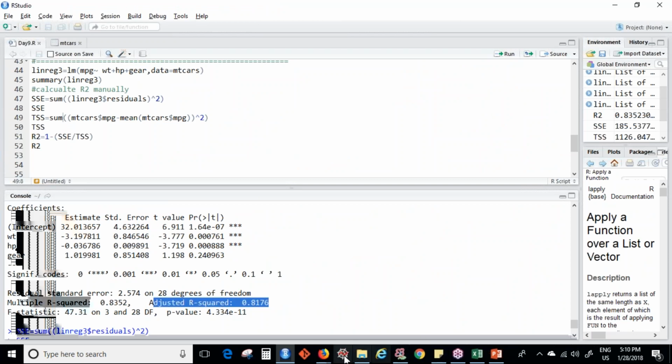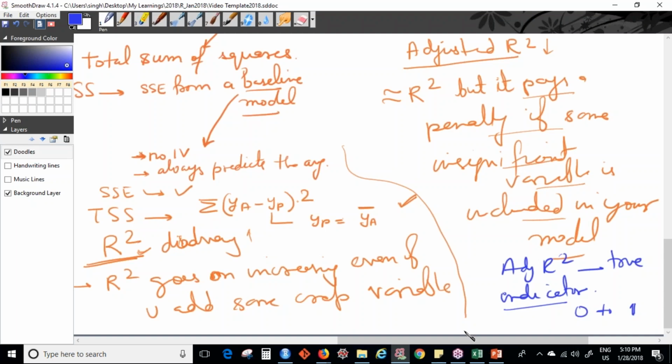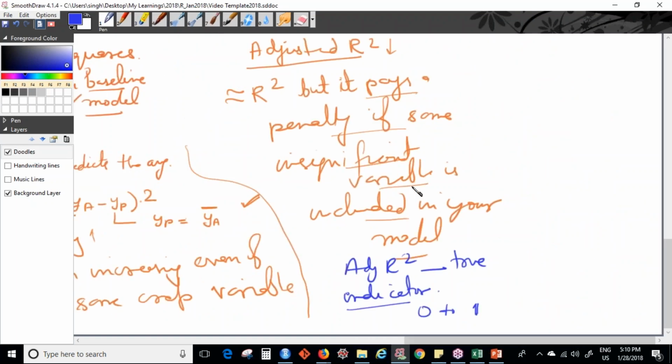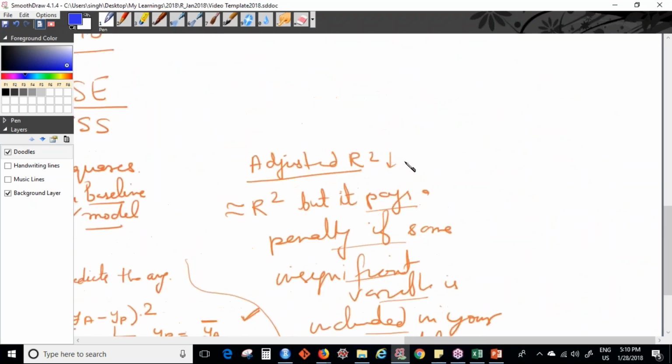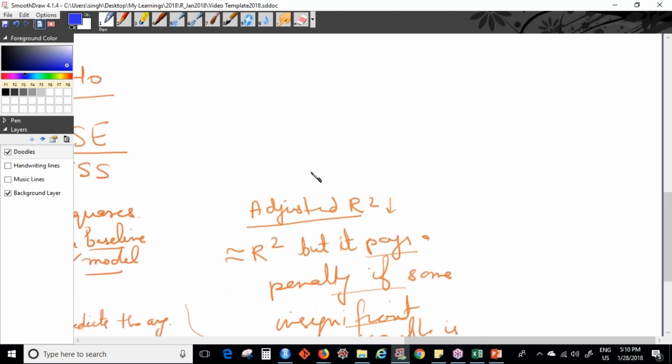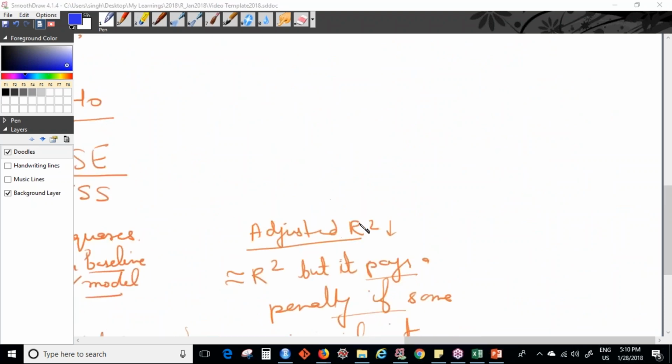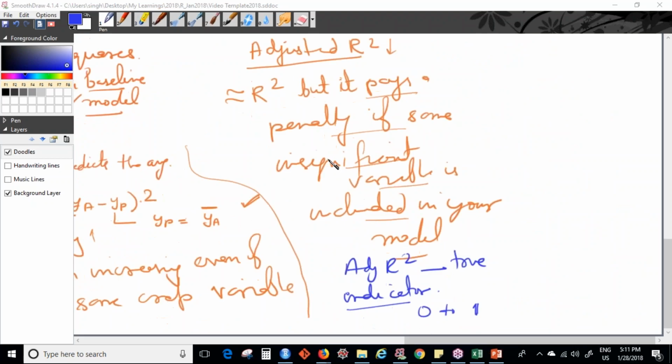And there is a formula for adjusted R square also. It's a big formula, you can google and know. I don't remember that, and nobody is supposed to remember. It's a big formula which involves degrees of freedom and so many other things. But this is what you should know: why do we use adjusted R square? Is it clear, guys?